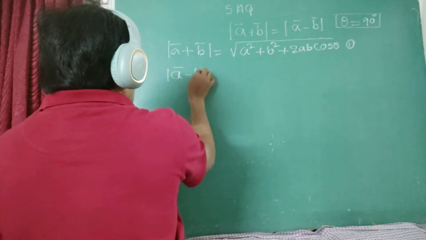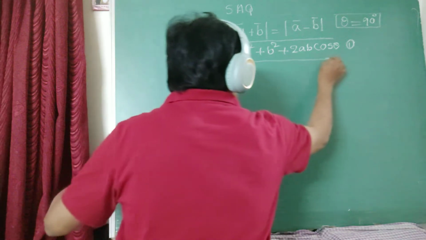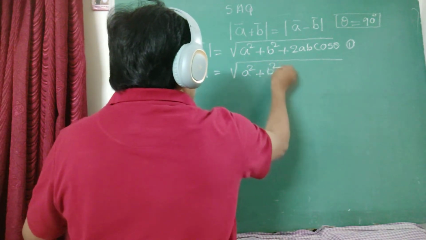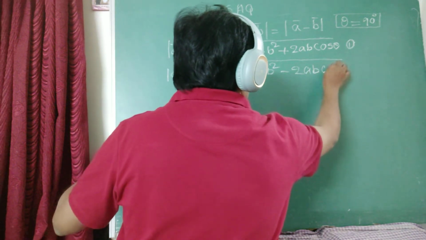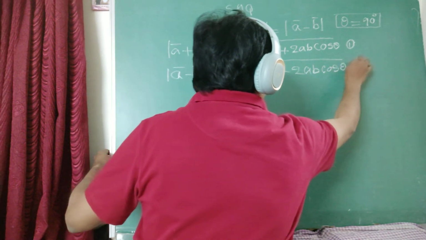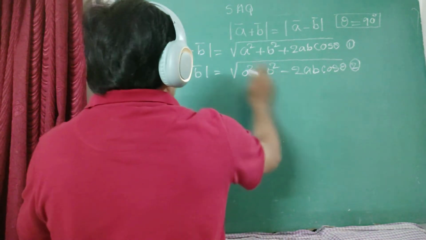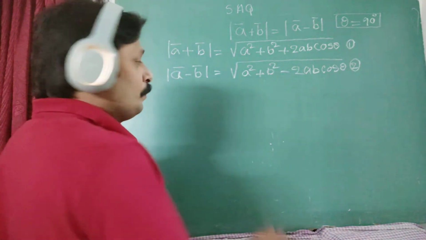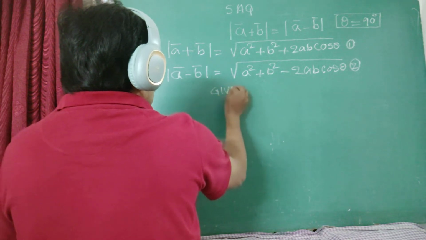Similarly, the value of magnitude of a bar minus b bar equals under root a square plus b square minus 2ab cos theta. After the expansion, including the sign, it will be negative. Here the sign present is positive. Now, as per the given condition, you write that step.